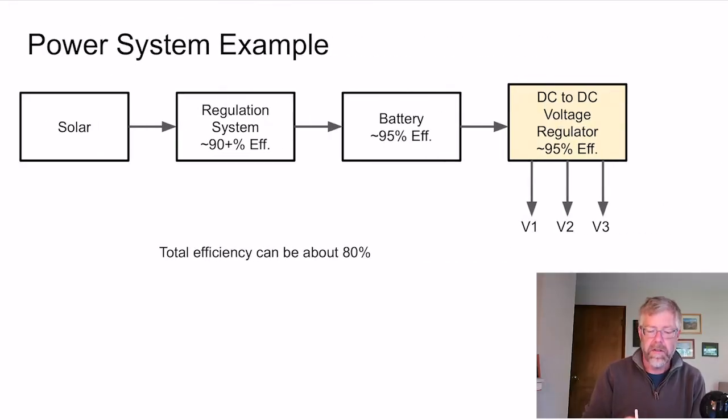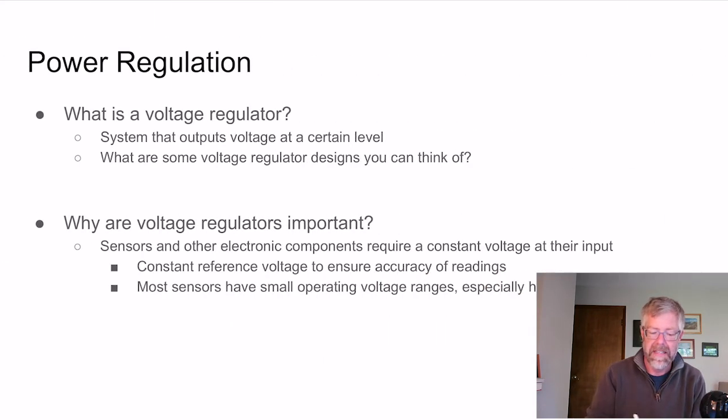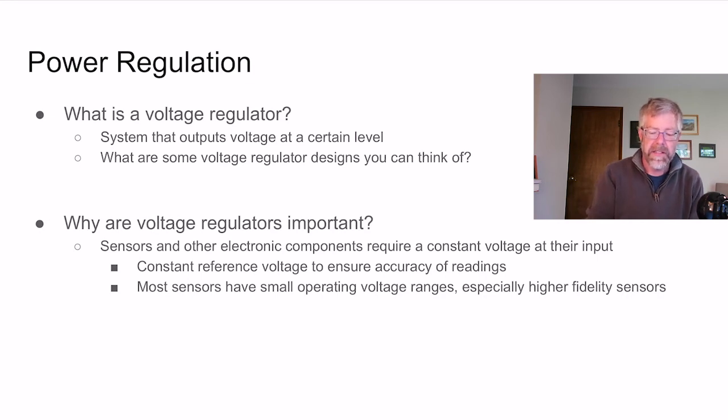Okay, so let's talk a little bit about voltage regulation. So basically your battery is going to have some sort of voltage and you want to regulate it to some other voltage. So a voltage regulator is basically a system that outputs voltage at a certain level. Let's say that you have a battery that is outputting at say 7.4 volts. All right, but then you want to have some sensors and stuff like that that are coming in at like 3.3 volts. Well, so you need to regulate the power from 7.4 volts down to 3.3 volts.